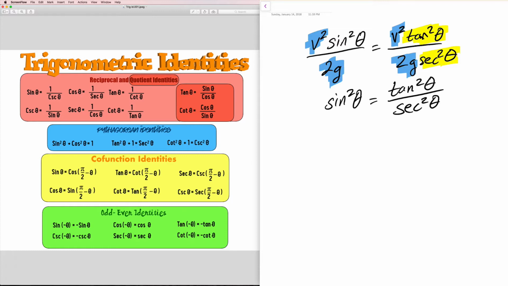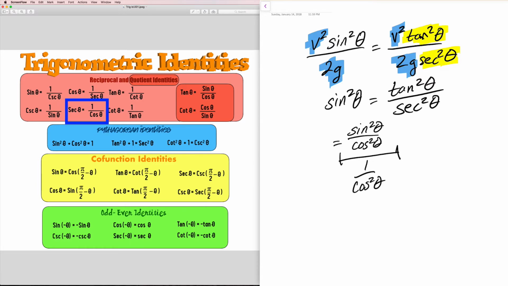Well, why don't we look at tangent squared theta. This is a quotient identity because I can change this to sine squared theta over cosine squared theta. And that is divided by secant squared theta. And secant squared theta is a reciprocal because I can change that to say 1 over cosine squared theta, right? And so I have two terms that are divided by division.